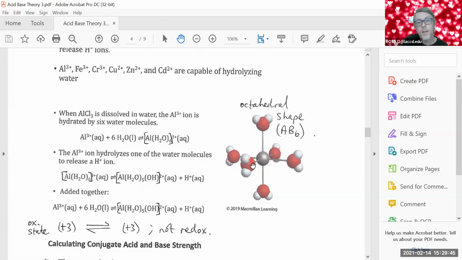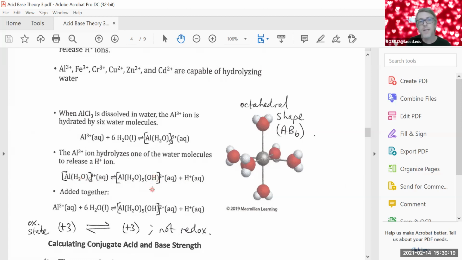Now, if we think about the interaction here between aluminum and water, this can be an equilibrium where the attraction of the aluminum for electron density in an OH bond can weaken the OH bond sufficiently in water to liberate a proton, which eventually is going to produce a hydronium ion. So one of these bound water ligands is going to become a hydroxide.